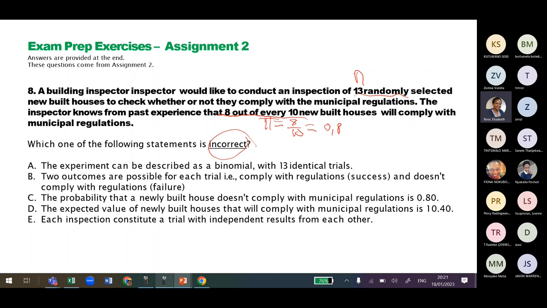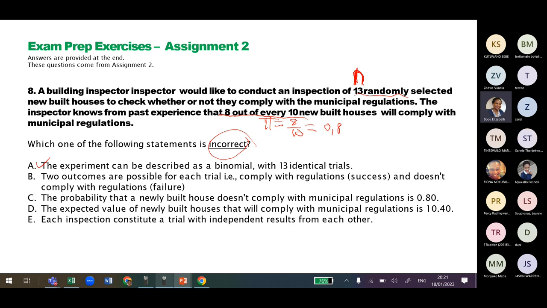How many trials do we have? What is the N? That's 13. It's 13, right? So therefore this is correct. It's not incorrect, it is correct. So we move on. Two outcomes are possible for each trial, which there are two outcomes.